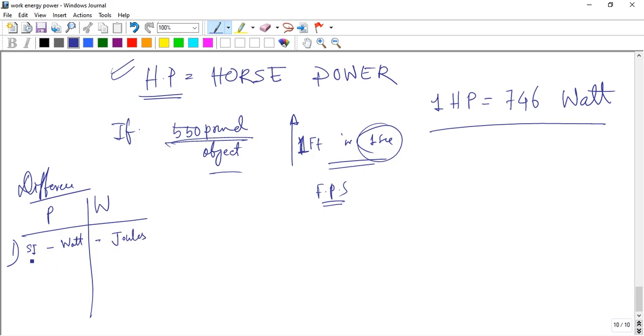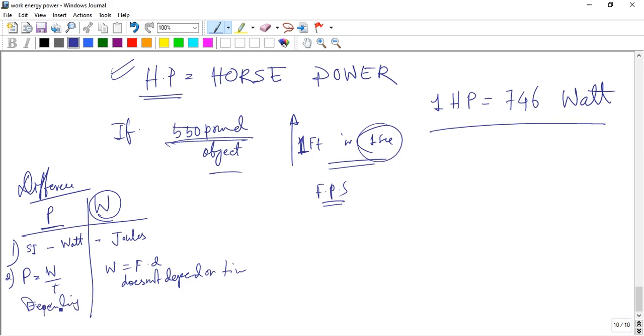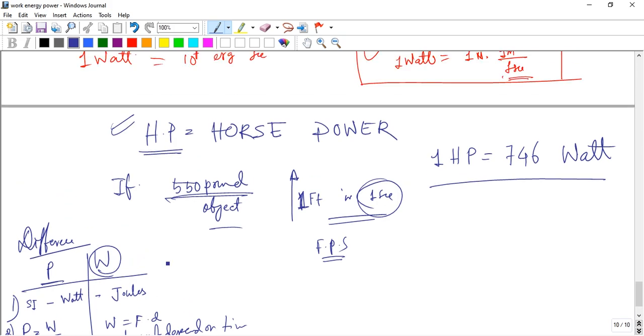Another difference: work does not depend on time. Work, that is W equal to F times D, displacement. It does not depend on time, but power also depends on time, that is work done by T, that is depending on time. That is very easy to follow.